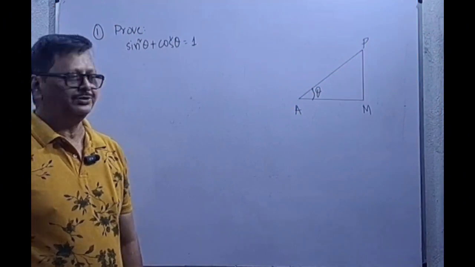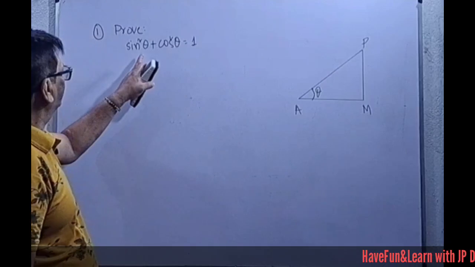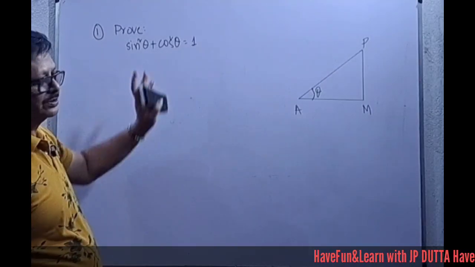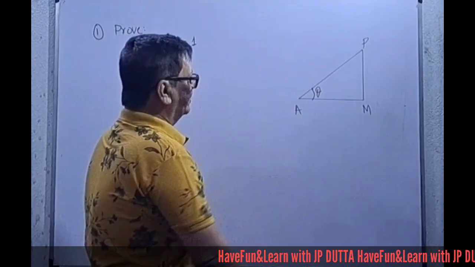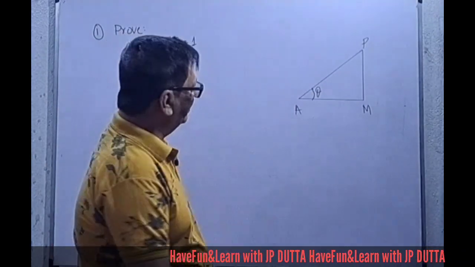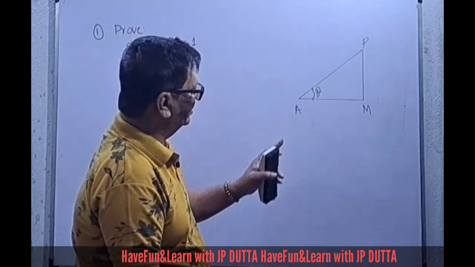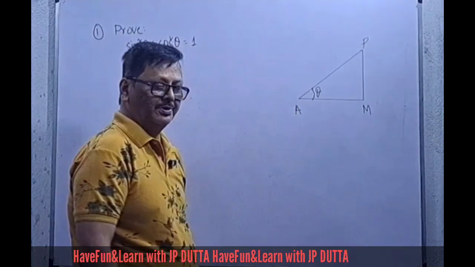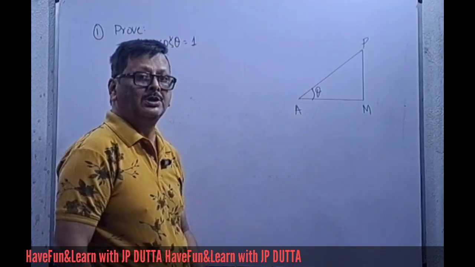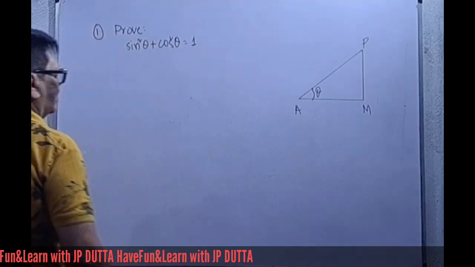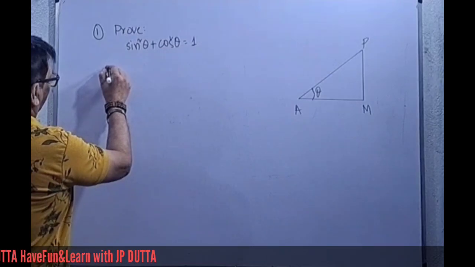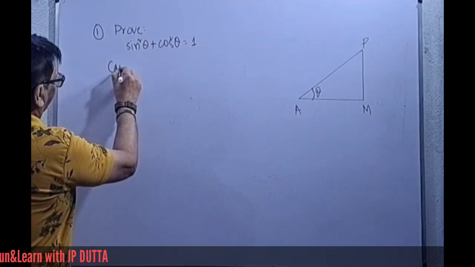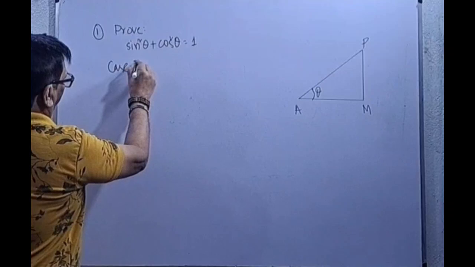So first we prove sin² theta plus cos² theta is equal to 1. For that we will use a right angle triangle PMA, right angle at M, and the angle we are referring to is angle A, which is equal to theta. Now see, there are three cases. First, case 1.